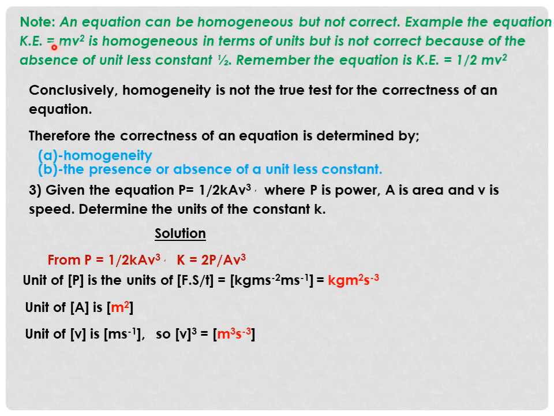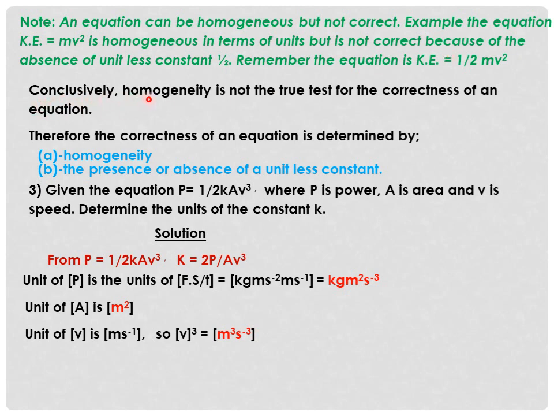But why is the equation not correct? Because in homogeneity, we cannot determine a unitless constant. In working out an equation using dimensional analysis, you cannot determine that constant. We know that this equation is actually half mv square. It's difficult to determine a constant that is unitless, so we can't determine it when we are using dimensional analysis.